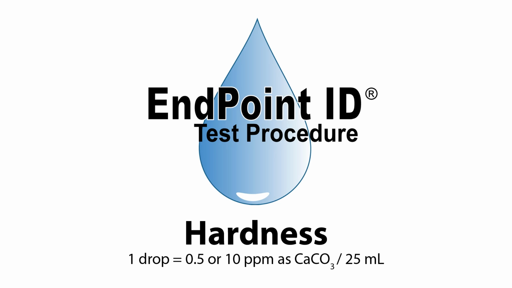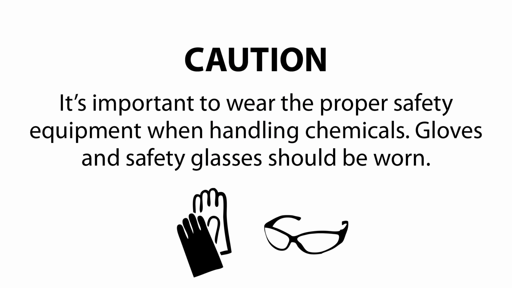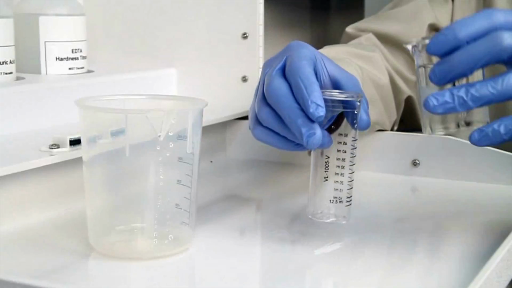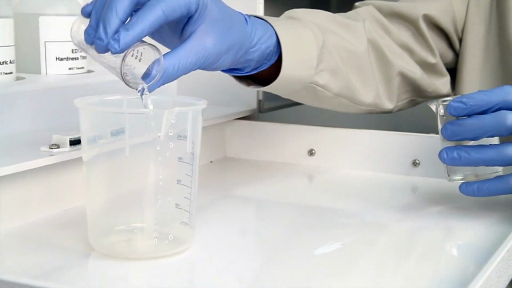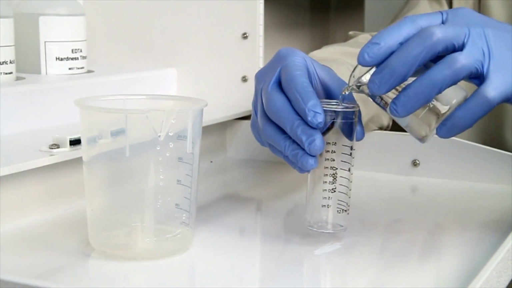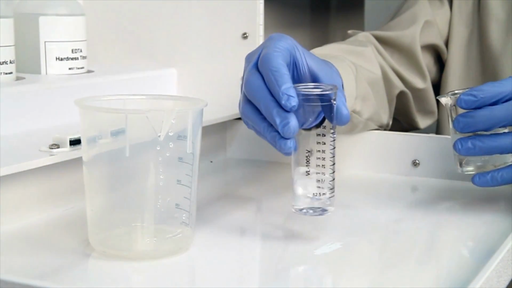This is a demonstration of a total hardness drop count test kit using Endpoint ID procedures. The first step according to the Endpoint ID procedure is to gather an accurate sample. The smallest change in sample size will lead to inaccurate results.